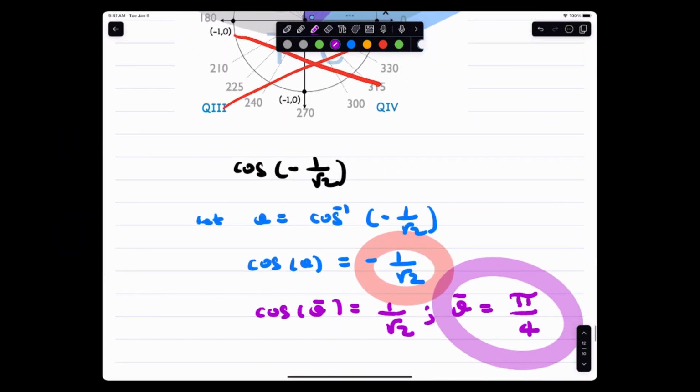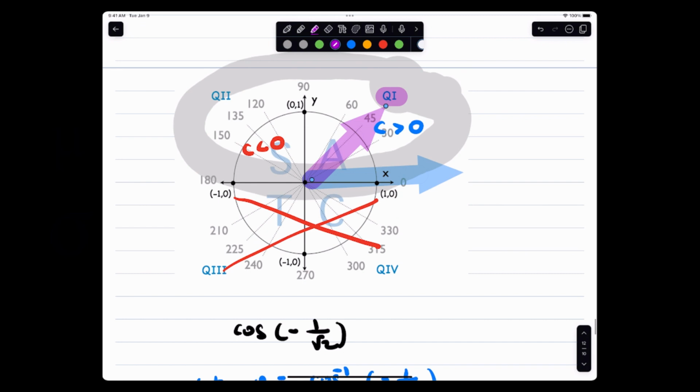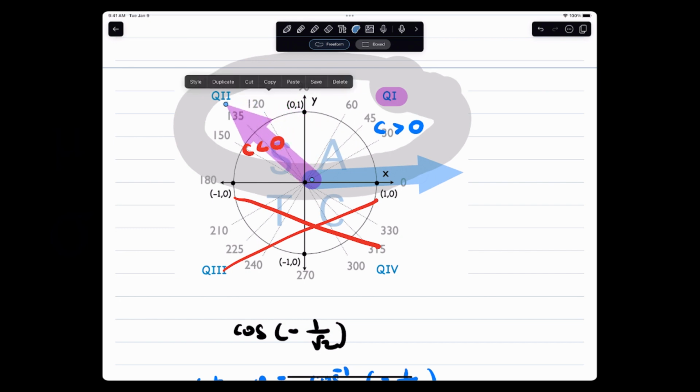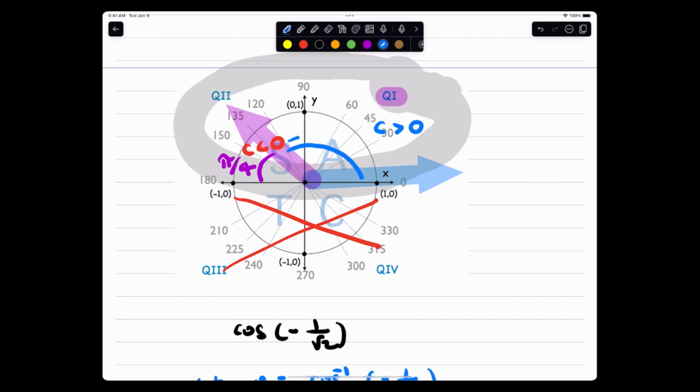Negative. It's not a negative angle. Where is it going to be? Do you guys remember? Isn't this the reference angle again? That's a pi over 4 reference angle. So what angle is this going to be? What's your answer going to be? Do you guys remember how to get that? How do you get that?